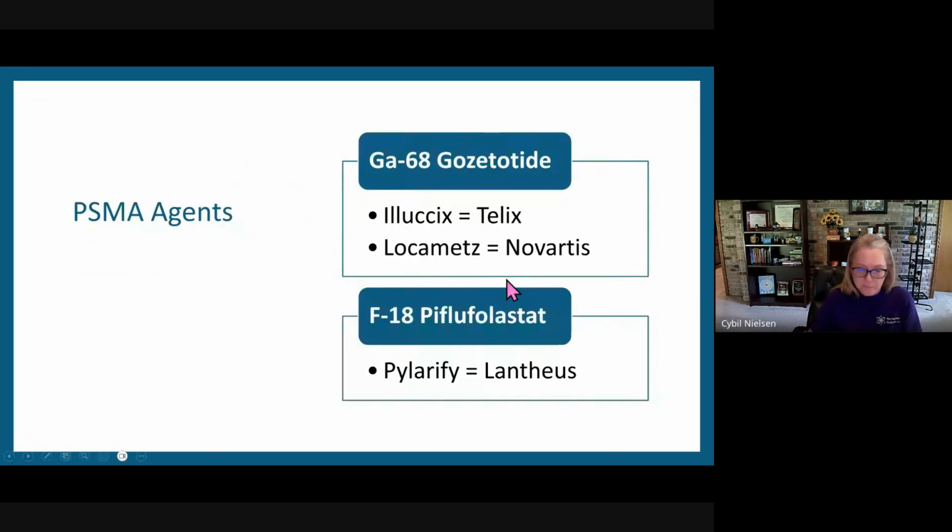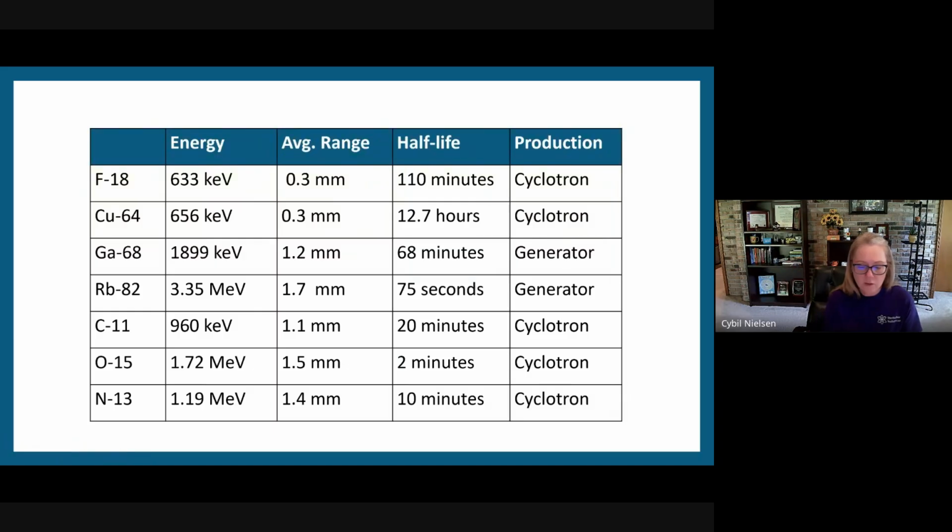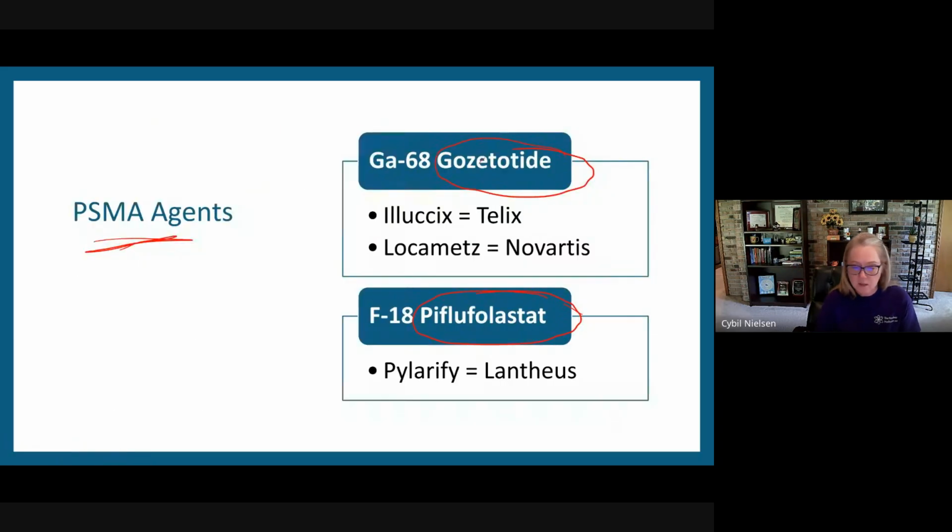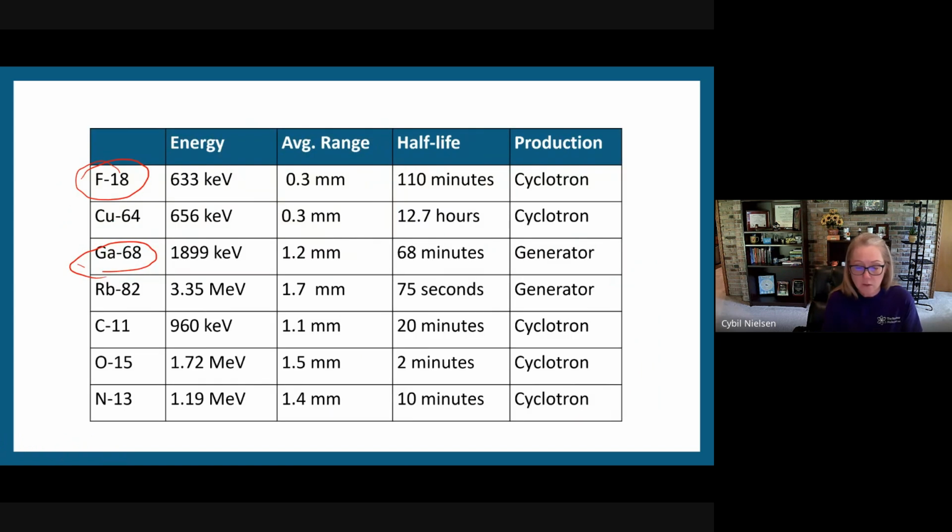All right. The PSMA agents, it's not going to say PSMA. It's going to say gozetotide and piflufolastat. And again, there's one that's gallium-68 and one is F18. And we compare these two. F18, lower energy, shorter range. Gallium-68, higher energy, higher range. F18 is made in a cyclotron. Gallium-68 is from a generator. Also know the half-life of these.